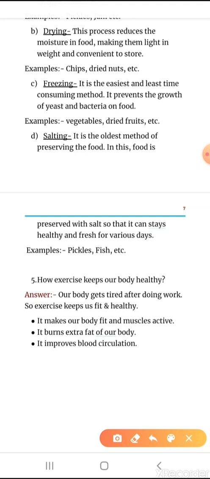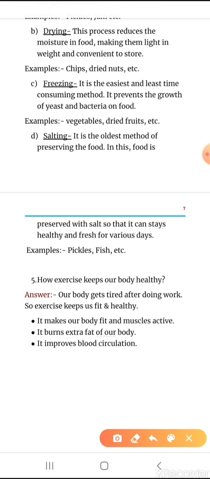Now the fifth question is, how does exercise keep our body healthy? Our body gets tired after doing work, so exercise keeps us fit and healthy. It makes our body fit and muscles active. It burns extra fat of our body. It improves blood circulation of the body.